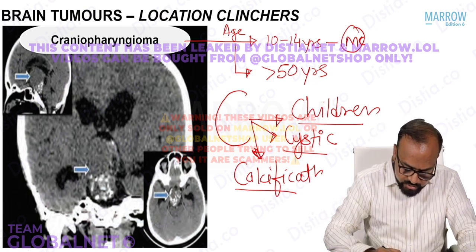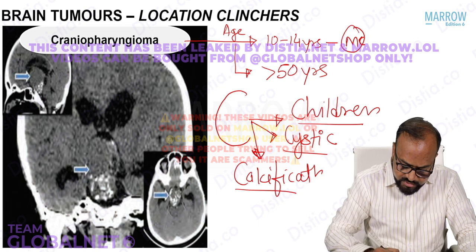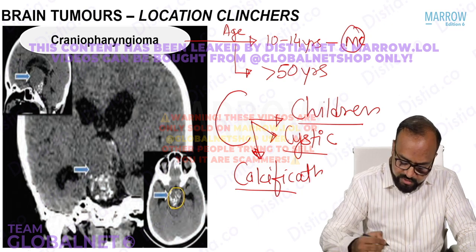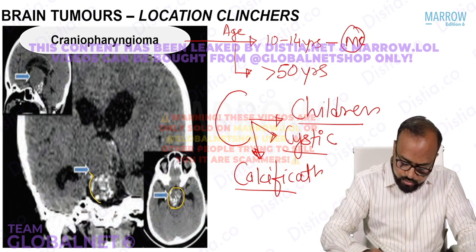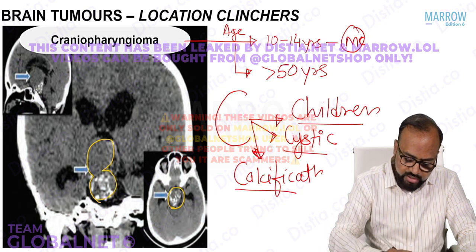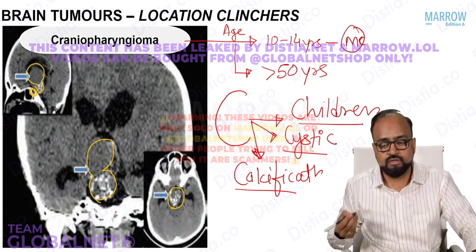As you can see in this particular CT image, this is the sellar area where you can see this calcified mass. In a coronal reconstructed image, you can see this large cystic solid component there, right? See there, the sella is normal. It is located mainly in the suprasellar region. So this is craniopharyngioma.